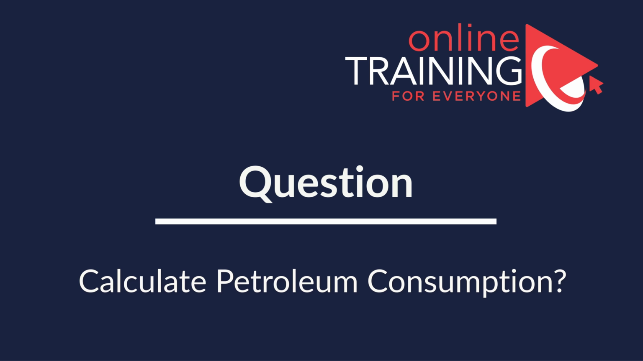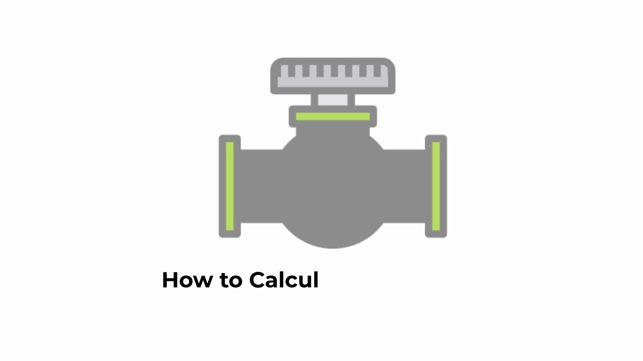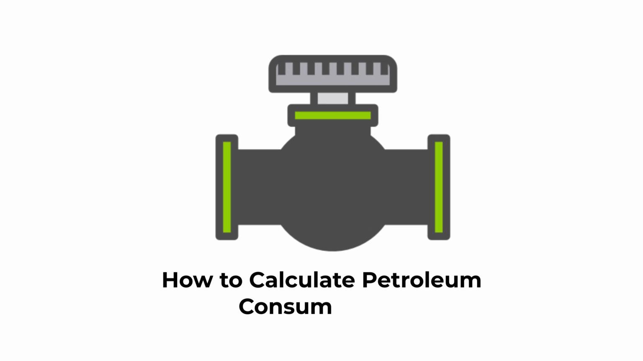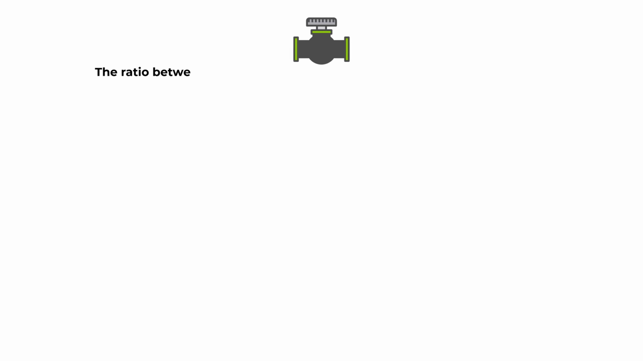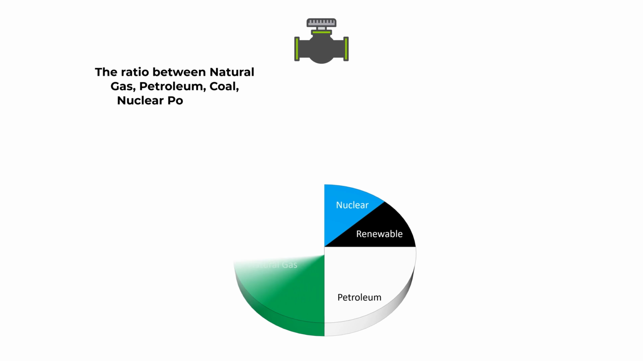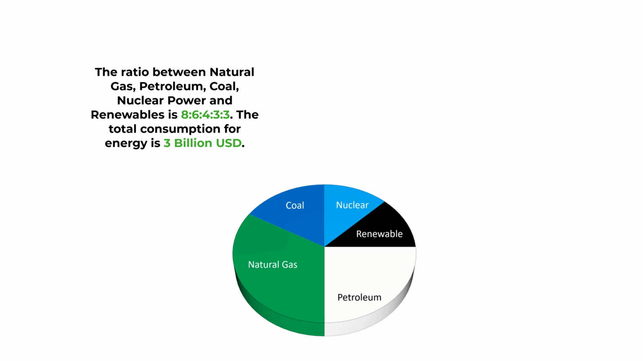A lot of times you might be presented with pie chart questions on the test. This is an example of this type of question. You need to calculate petroleum consumption. The ratio between natural gas, petroleum, coal, nuclear power, and renewables consumption is 8 to 6 to 4 to 3 to 3. The total consumption of energy is $3 billion.